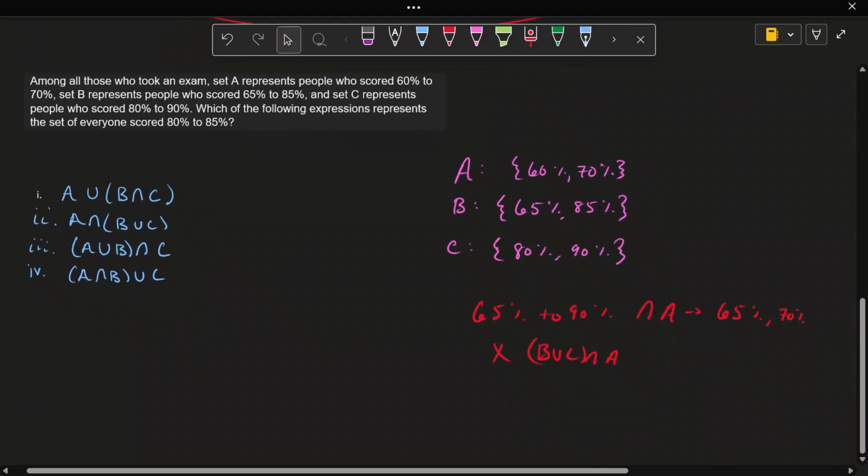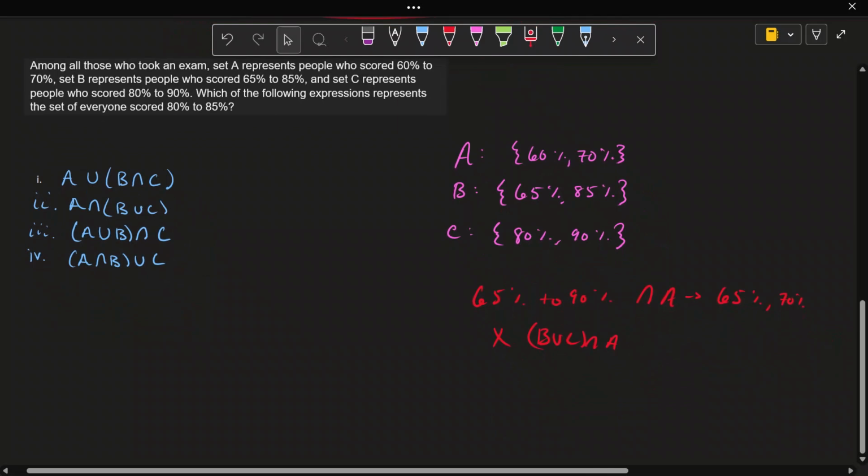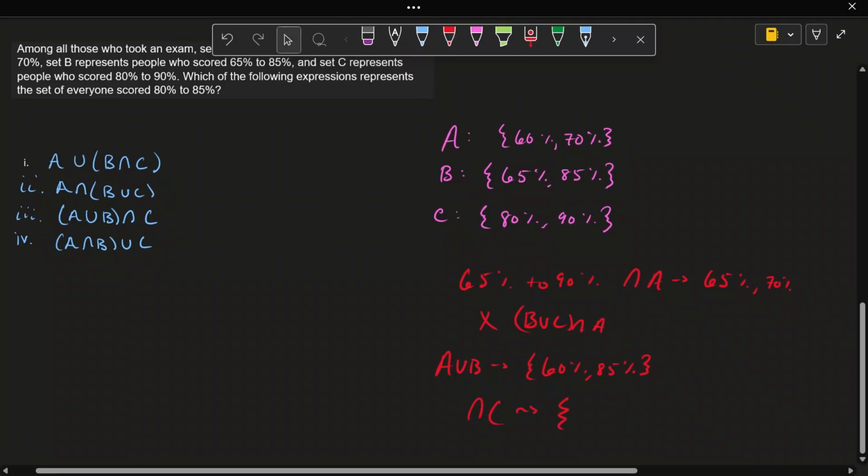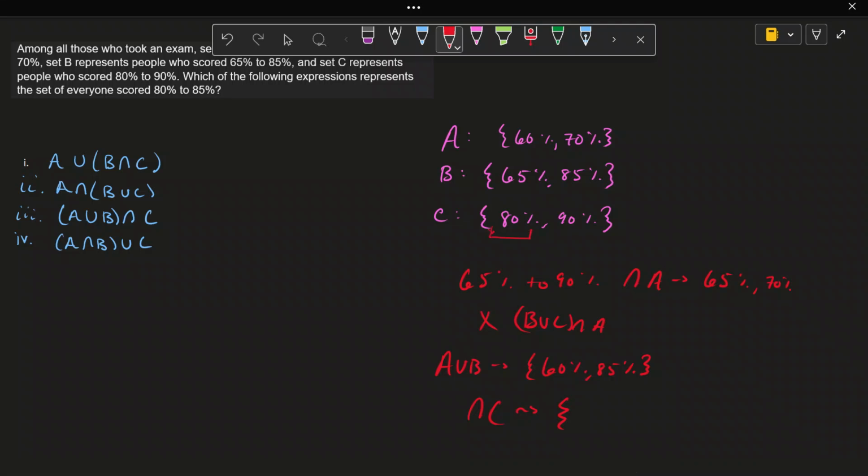Well, what if we do A or B? If we do A or B, this includes 60% to 85%. And then if we AND C, what does that do? It confines the space. Let's see, what do they share? They share 80%. So they go from 80% and they overlap up until 85%. But they do not share 90% or anything greater than 86.